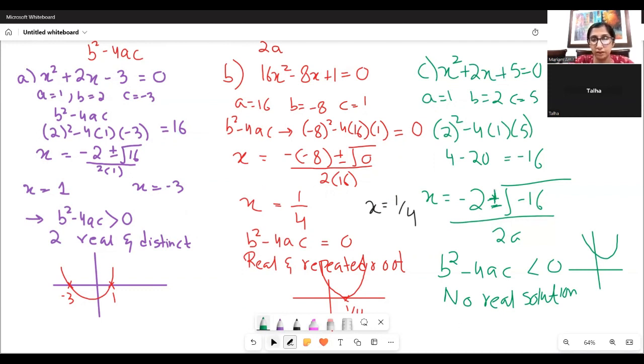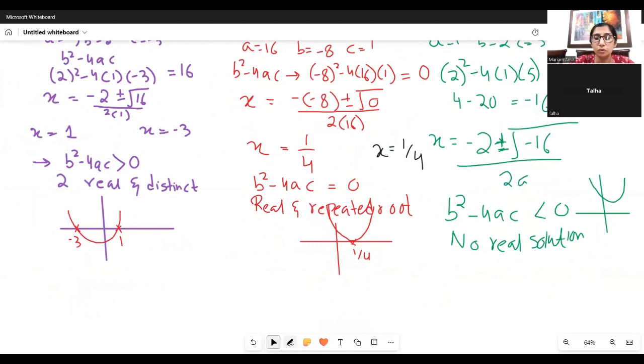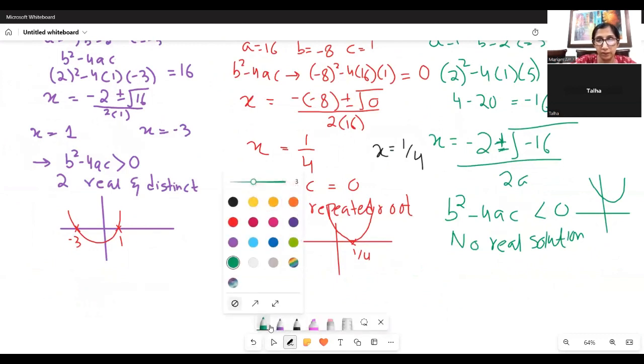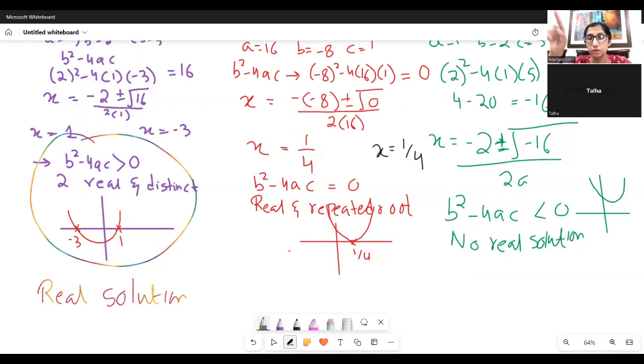Okay. There's another case in which the question just mentions real roots. When the question mentions real root or roots, it does not specify the number of solutions. So when the question says real solution, that means it could be this solution where you get 2 points of intersection, or it could be this case where you have a single point of intersection.